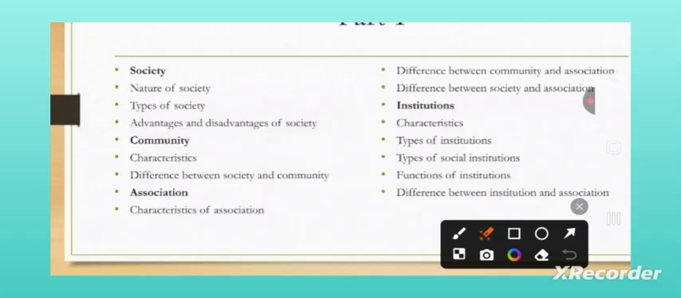So what is the difference between community and association? Community: natural growth, encompasses all interests, general aim, compulsory membership, born into it, regulated by customs. Association: deliberately created, focuses on specific interest, particular aim, voluntary membership, chosen to join, regulated by formal rules.